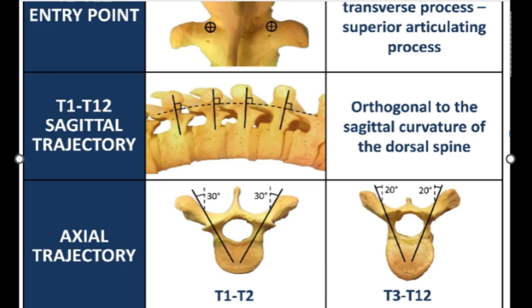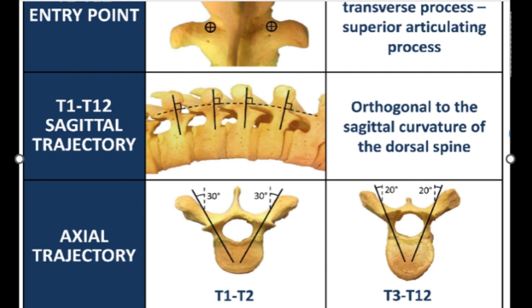Craniocaudally, the trajectory should be perpendicular to the overall curvature of the spine, that is the posterior elements. So the posterior elements like the superior articular facet and the inferior articular facet, the trajectory should be perpendicular to that craniocaudally. And mediolaterally, what should be the trajectory? That is T1, T2, it should be 30 degrees. And in the rest of the spine, that is T3 to T12, it should be about 20 degrees.